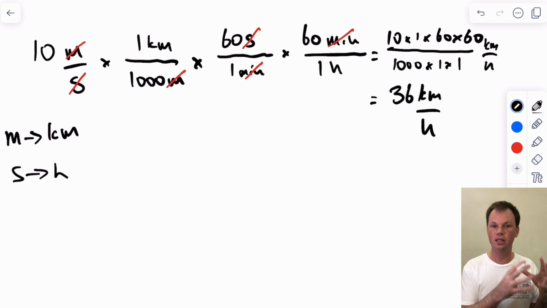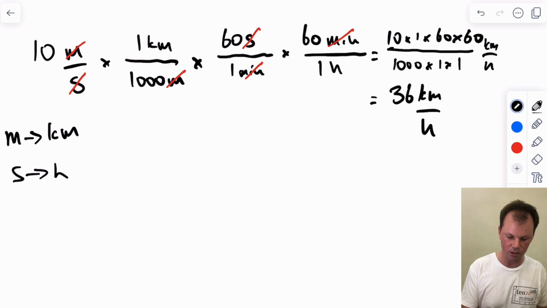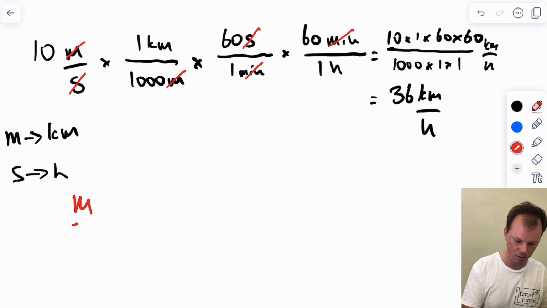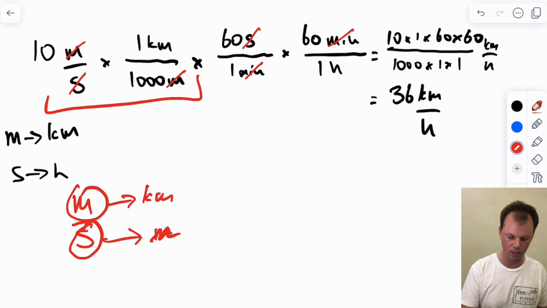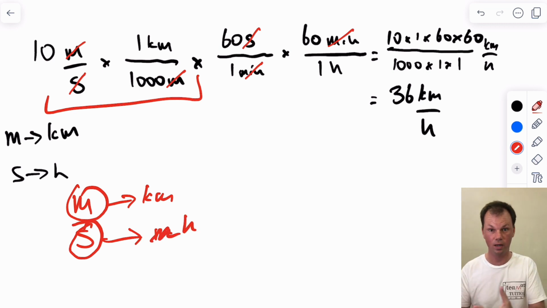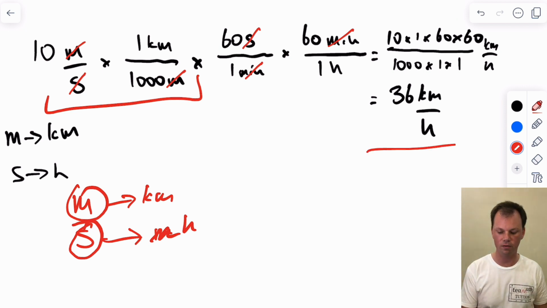So very similar to the last video, again, highlighting the strategy. What we're doing is we're picking one of these starting units. Let's have a look at converting the meters to kilometers first, which I did here. Once I've done that, then I'm going to look at converting the seconds into hours. And then I go ahead and do that, multiply all the fractions together, and I'm left with my unit conversion.